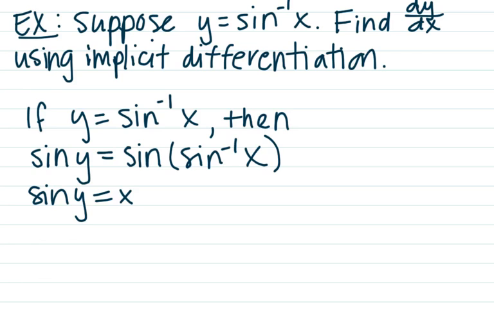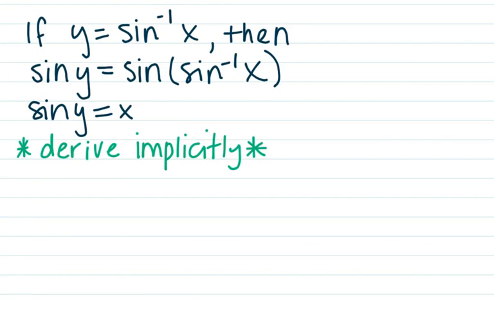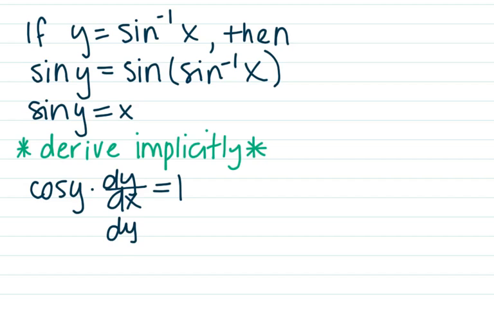Alright, so now we're going to differentiate both sides. If we remember, the derivative of sine is simply cosine of the function, and we're using the chain rule here, so that was the derivative of the outside function, and now we'll multiply by the derivative of the inside function, or dy dx. And then the derivative of x is simply 1. And so if we solve for dy dx, we'll get 1 over cosine y. Now this is not our final answer.